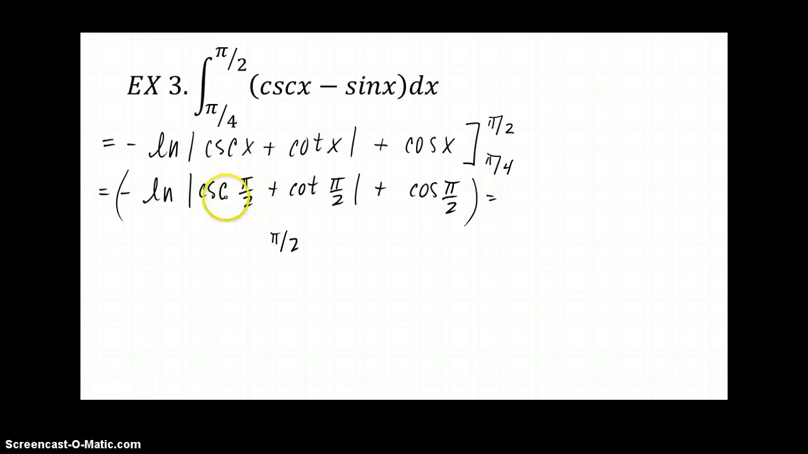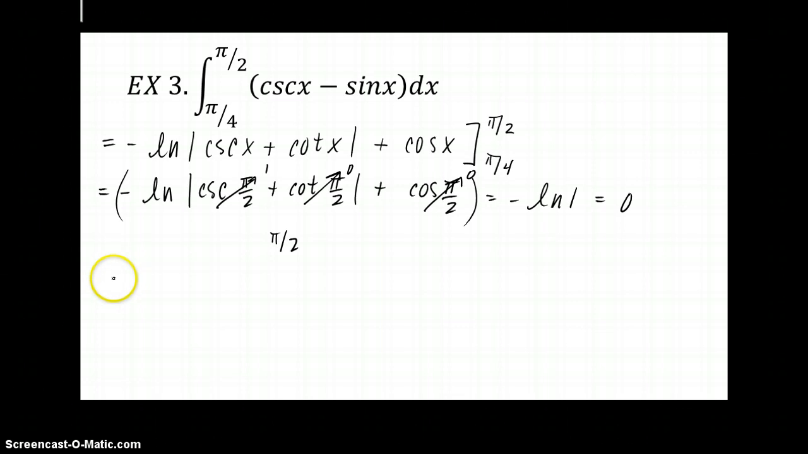Cosecant of pi over 2. Cosecant is 1 over the sine, so that's 1. The cotangent would be 0. Cosine of pi over 2 is 0. So negative ln of 1. That evaluates to 0.